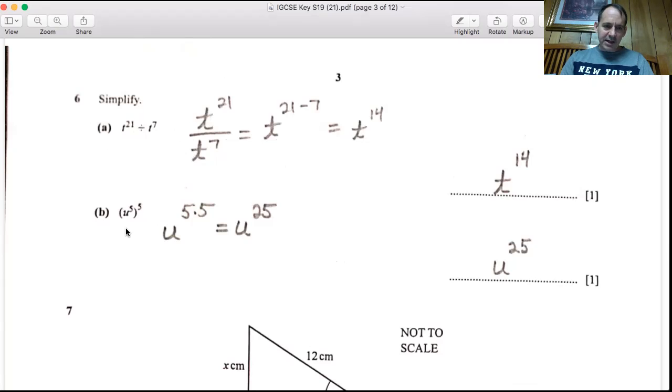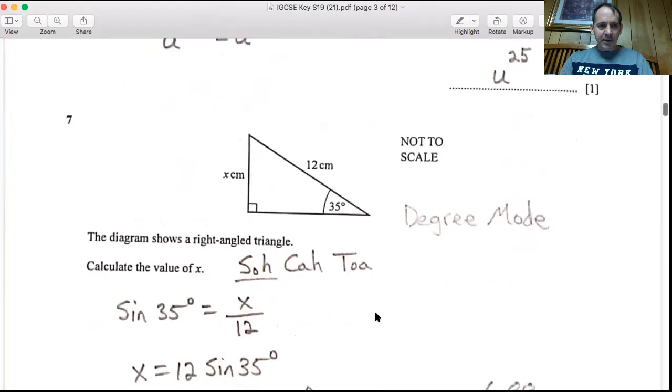Then down here we have another exponential rule. We have an exponent raised to an exponent. And in that case, you multiply because exponents are a fast way of multiplication. So 5 times 5 is equal to u to the 25. So here's just a question that deals with basic exponential rules.